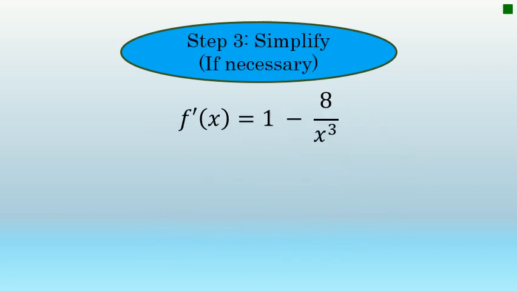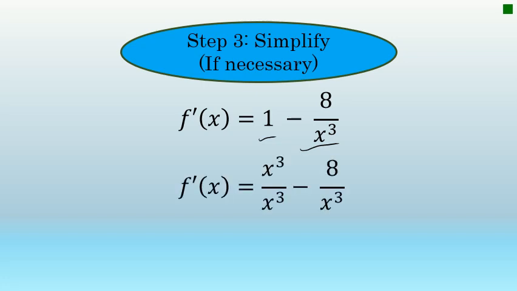If necessary, based on the context of a problem or the directions given by your teacher or in a textbook, this could be simplified into one term. Because there are two terms, to combine them, you would have to find a common denominator. The common denominator between 1 and 8 over x to the third is, well, x to the third.